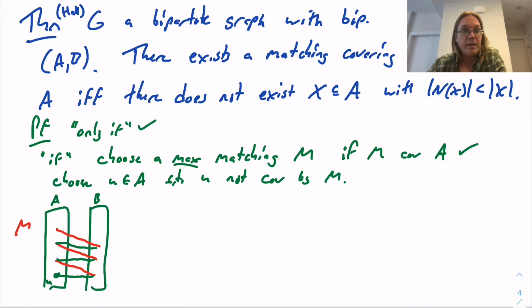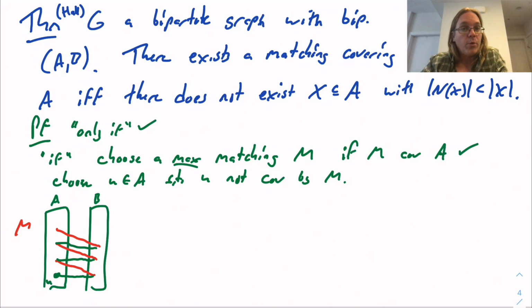Because the vertex U is not covered by the matching, that first edge that you take from U over to some vertex in B is not in the matching. So if you want to follow along an M alternating path, the next edge you take will be an edge that brings you from B back to A, and it will be an edge that is in the matching.